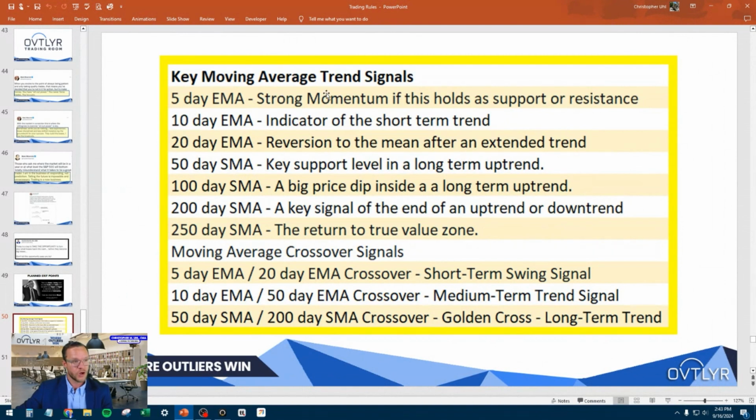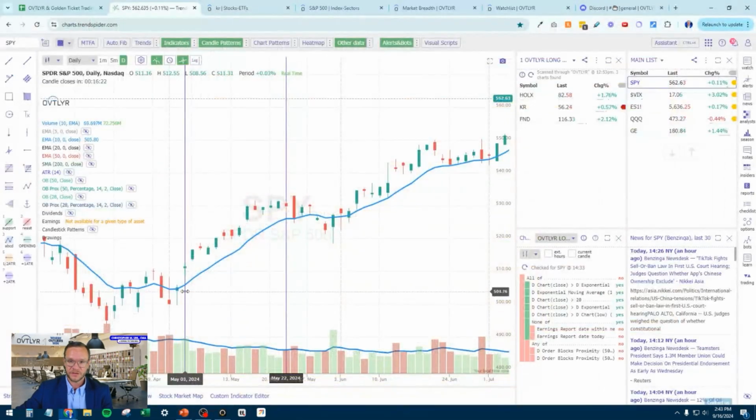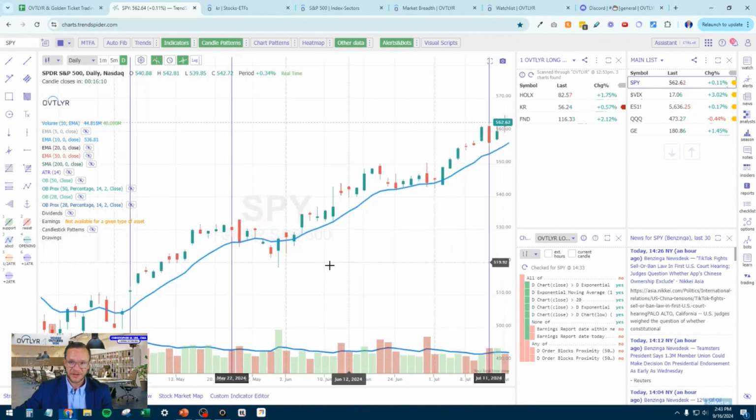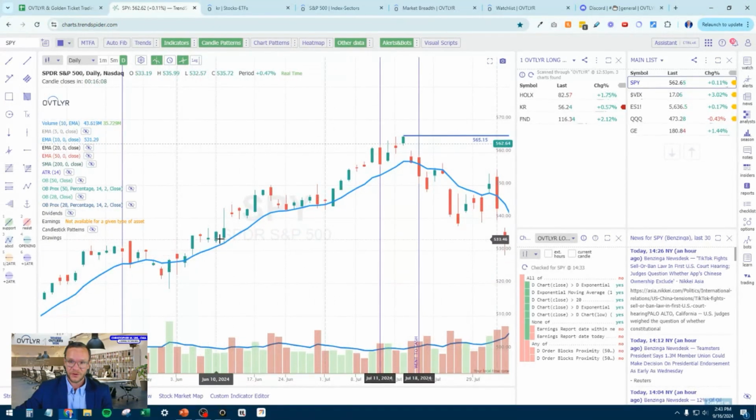Where there is strong momentum, super strong on the 5-day, the 10-day is a short-term trend. If you're moving above the 10-day, that means the short-term trend is up. If it's below the 10-day, it means the short-term trend is down. But then you can go for potentially days or weeks in a strong trend with nothing happening, right? While this one here was flirting with the 5-period so much, it wasn't even messing with the 10-period for all that time.